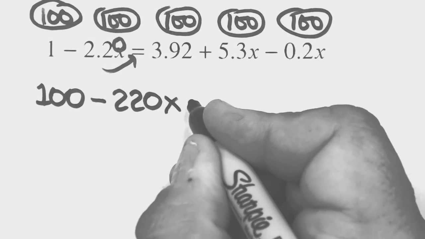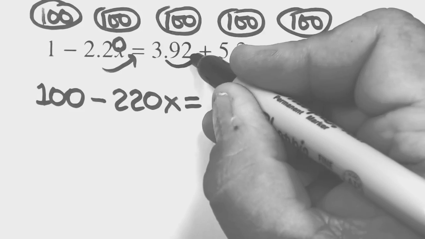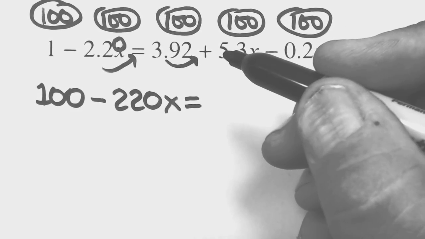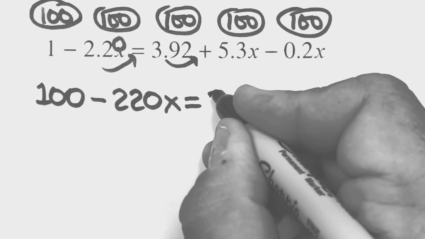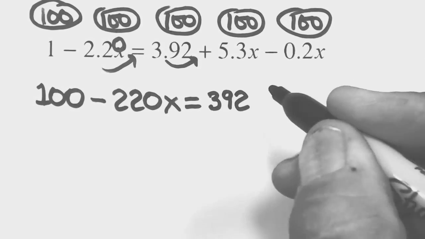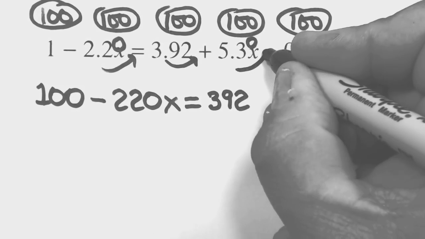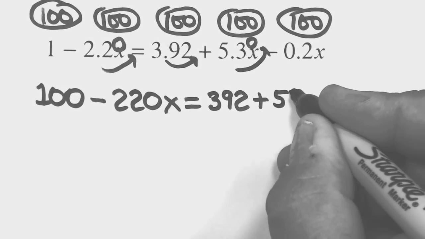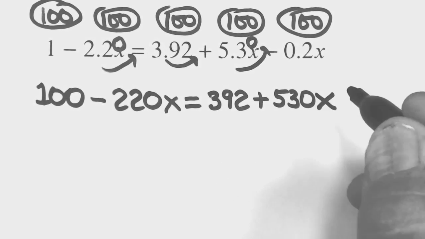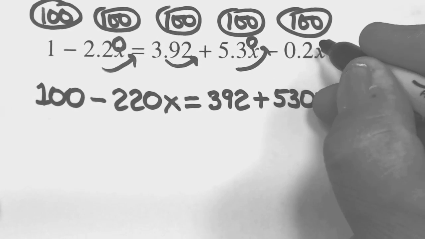So here it is. Okay, over on the right side, this guy has 2 decimal places. We move the decimal point 2 places to the right when we multiply by 100. So he ends up being 392. The next guy, we can play that old trick of adding an extra 0. So he's going to be plus 530x. Again, you could put a decimal point at the end if you wanted, but there's no real reason to.